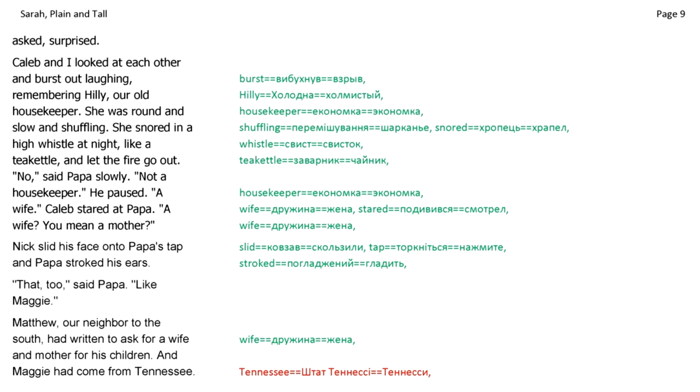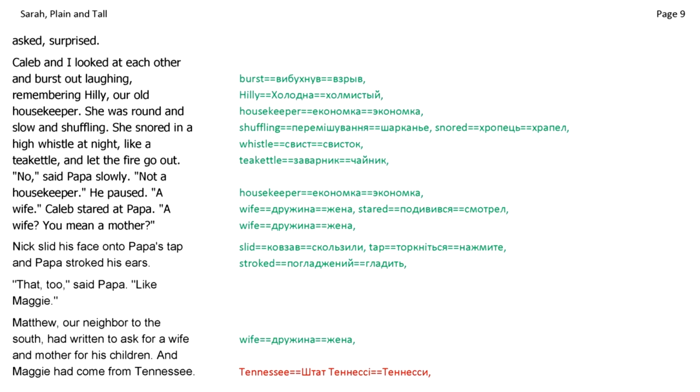Caleb and I looked at each other and burst out laughing, remembering Hilly, our old housekeeper. She was round and slow and shuffling. She snored in a high whistle at night, like a tea kettle, and let the fire go out. "No," said Papa slowly, "not a housekeeper." He paused. "A wife." Caleb stared at Papa. "A wife? You mean a mother?" Nick slid his face into Papa's lap, and Papa stroked his ears. "That too," said Papa, "like Maggie."